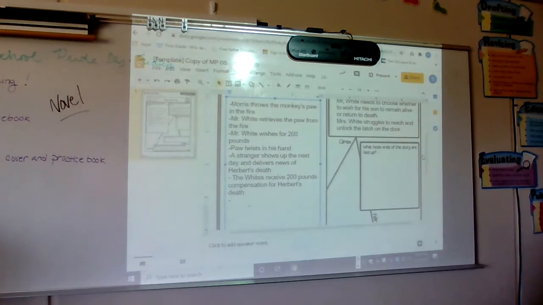Okay, and they bury him. They buried him. Mrs. White is distraught, and what does she remember? Mrs. White remembers they have a wish left on the monkey's paw.